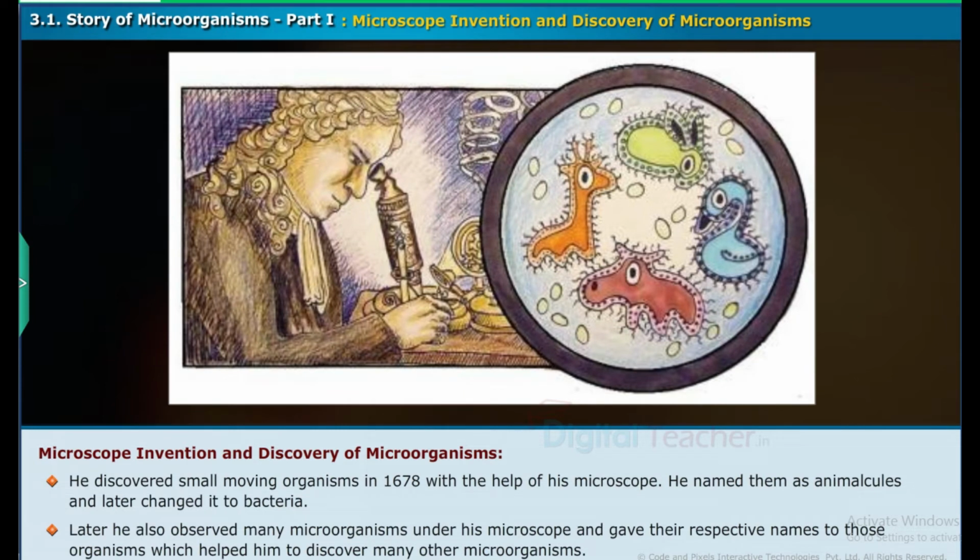He discovered small moving organisms in 1678 with the help of his microscope. He named them as animalcules and later changed it to bacteria. Later, he also observed many microorganisms under his microscope and gave their respective names to those organisms, which helped him to discover many other microorganisms.